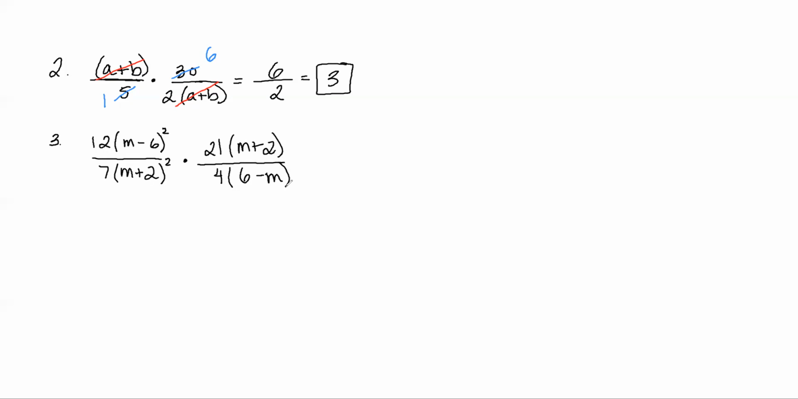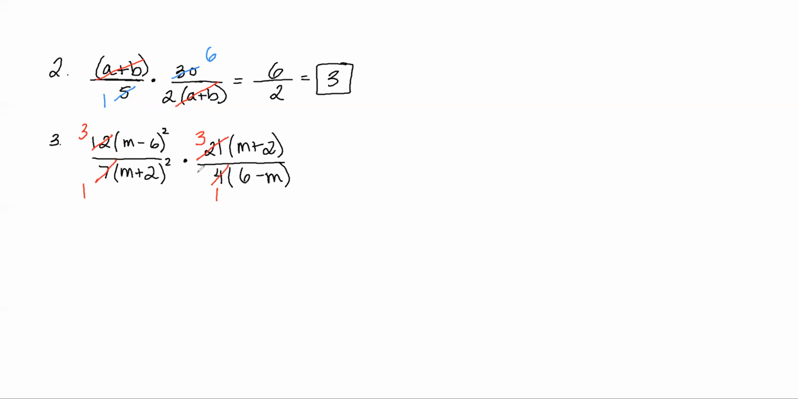Okay, so let's look at the numbers first because those are going to be a little bit easier to deal with. So on the top of the first fraction, we have a 12. Over here, we have a 4. 4 goes into 4 one time. 4 goes into 12 3 times. Now, if we look at the 7 and the 21, 7 goes into 7 one time. 7 goes into 21 3 times. The coefficients are taken care of.